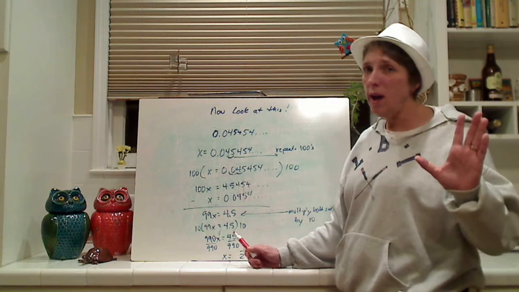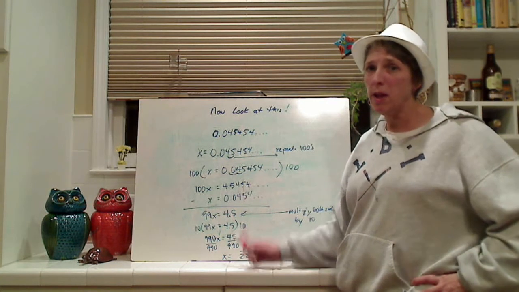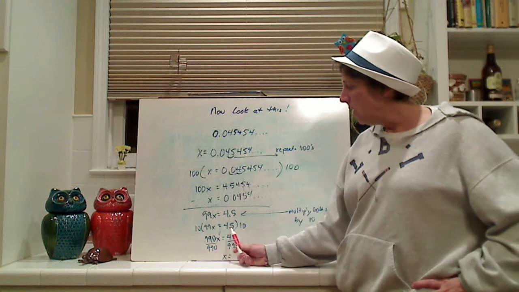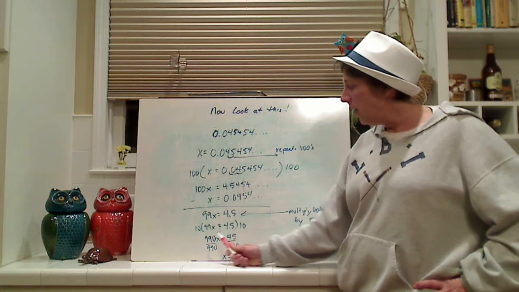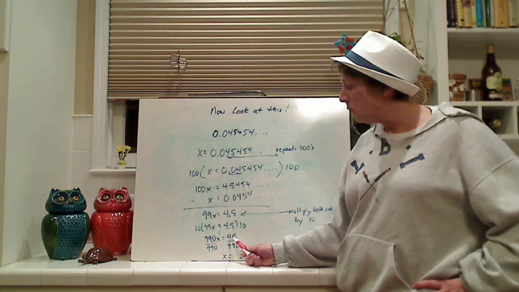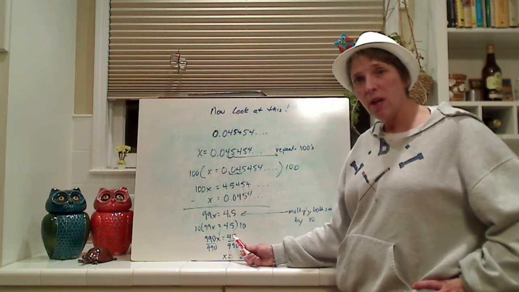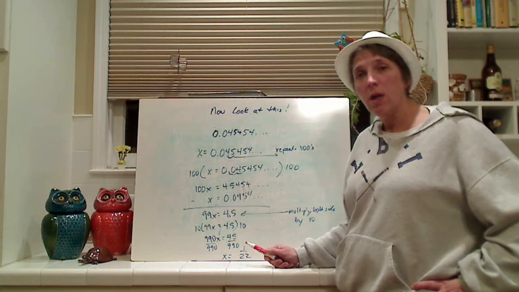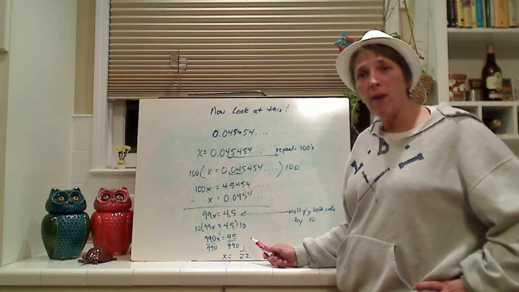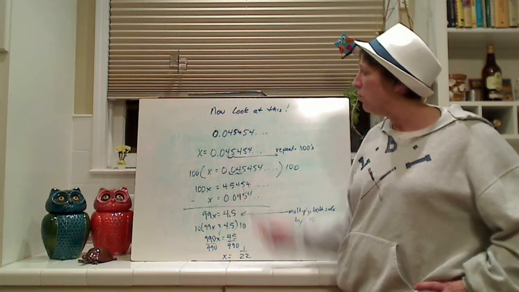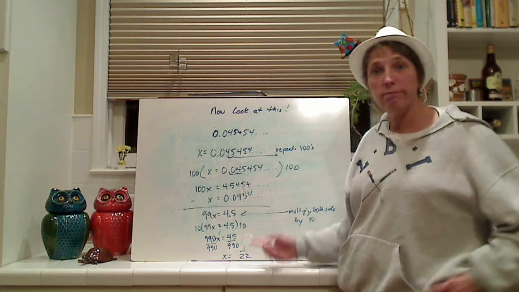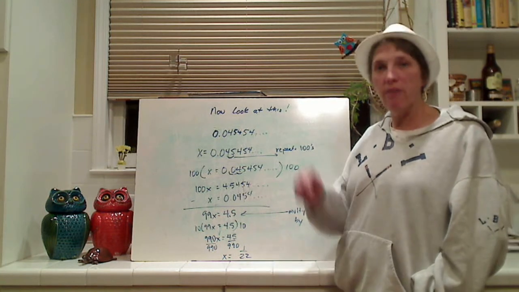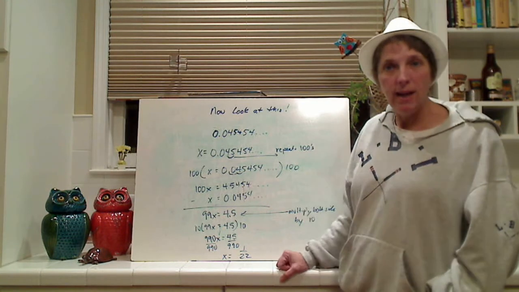I can do all kinds of things with equations and manipulate as long as I do it to both sides. So I get 10 times 99x equals 4.5 times 10. I get 990x equals 45. Divide both sides by 990, and I get x equals 1 over 22. If you go to a calculator and go 1 divided by 22, you'll get 0.0454545 and so on. But this is showing you that you can always find the fraction for a repeating decimal.